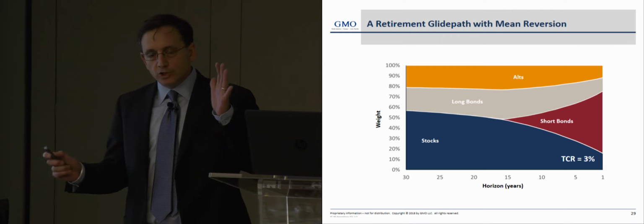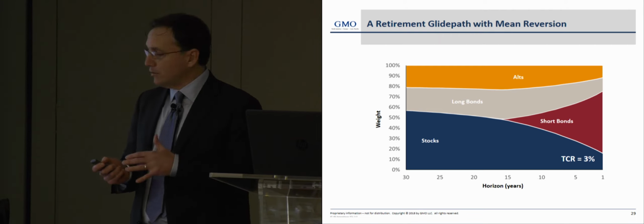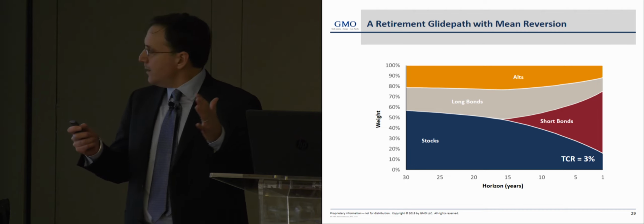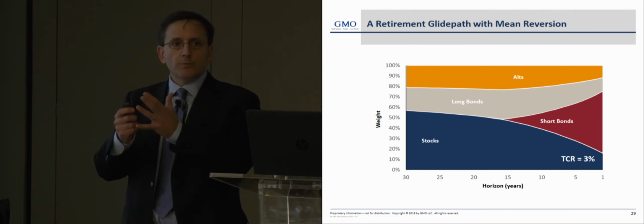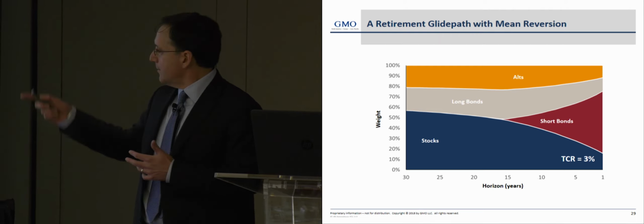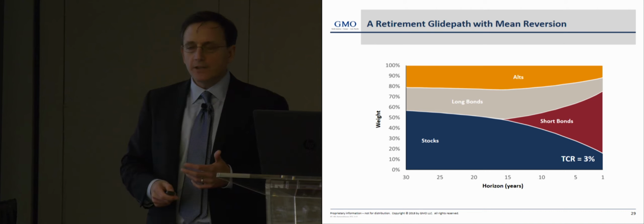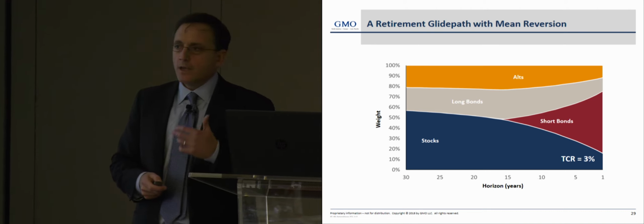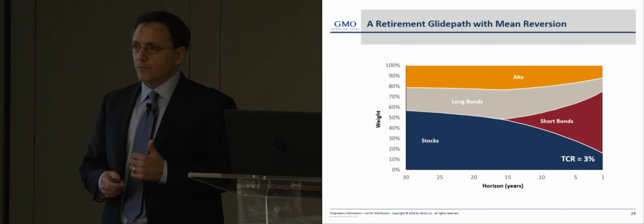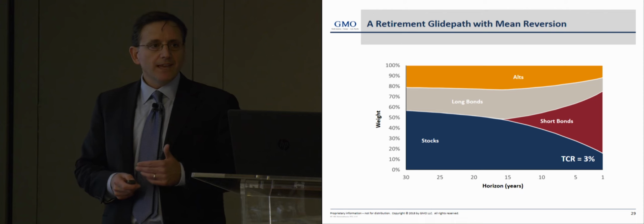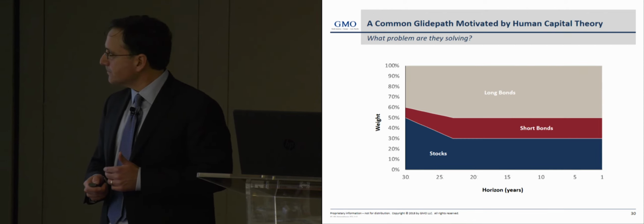As your horizon shrinks, your weight in stocks falls, as we'd expect. And at about the 15-year mark, the short bonds start to play an increasingly important role in the portfolio. And by the time you get to about age 94, they really start to dominate the portfolio. We think this is a very intuitive set of portfolios, much more intuitive than having a constant glide path.